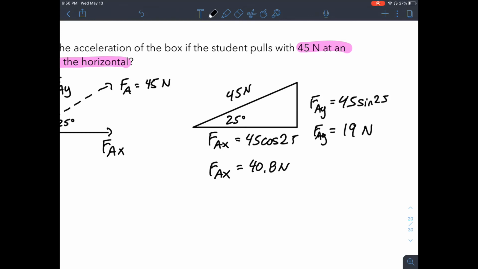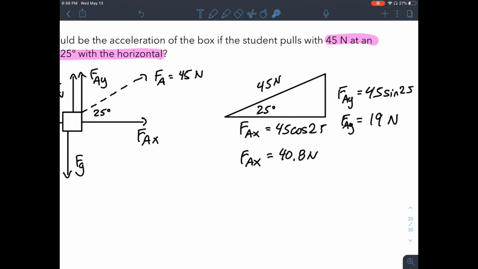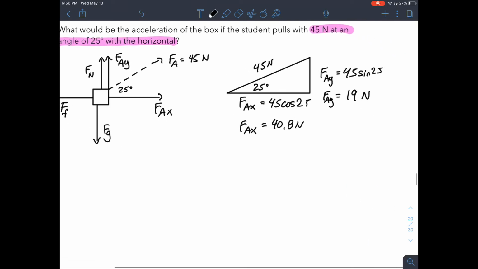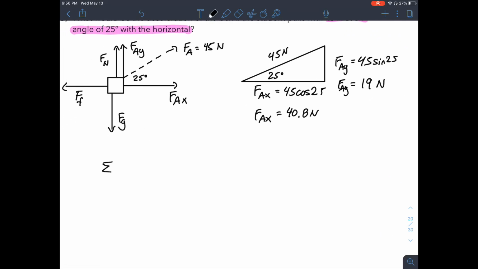Okay, that's fantastic. There are our two vector components. So up next, let's go to the sum of the forces. Let's look at the x direction. I always like starting with the x, just really for no reason at all. FAX minus the force of friction, which means I'm going to say that the applied force in the x direction minus the force of friction is going to equal mass times acceleration.